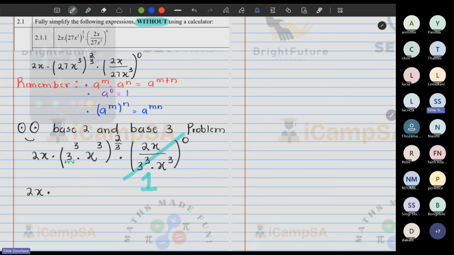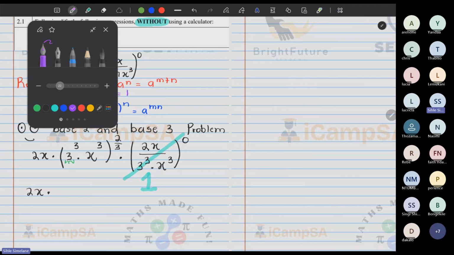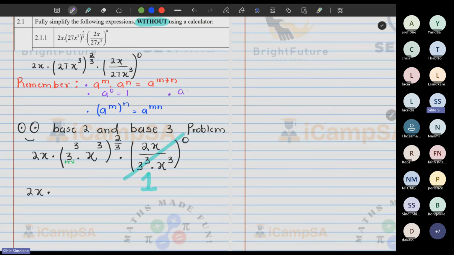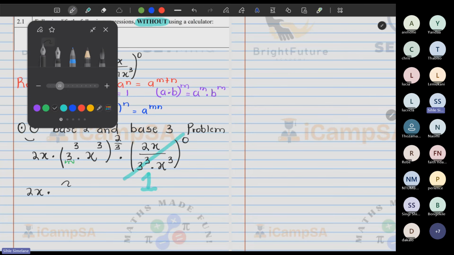Something I forgot, guys. Yeah, let's edit. We have a times b to the power of m. What is this, guys? A to the power of m and b to the power of m. Yep, b to the power of m. Very important. So in this case here, we have that situation.